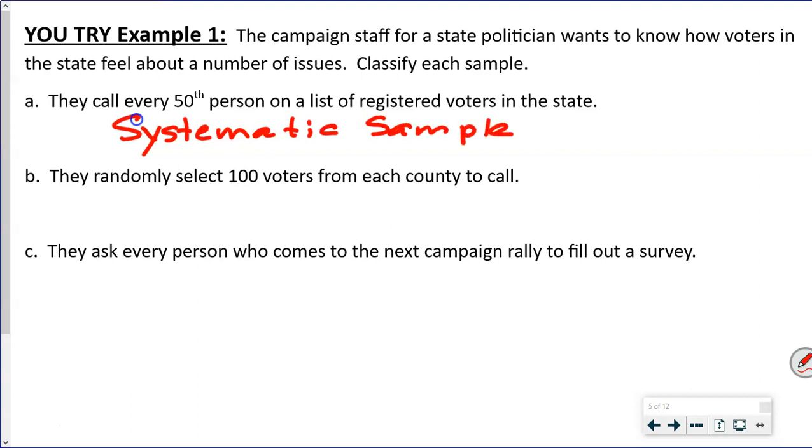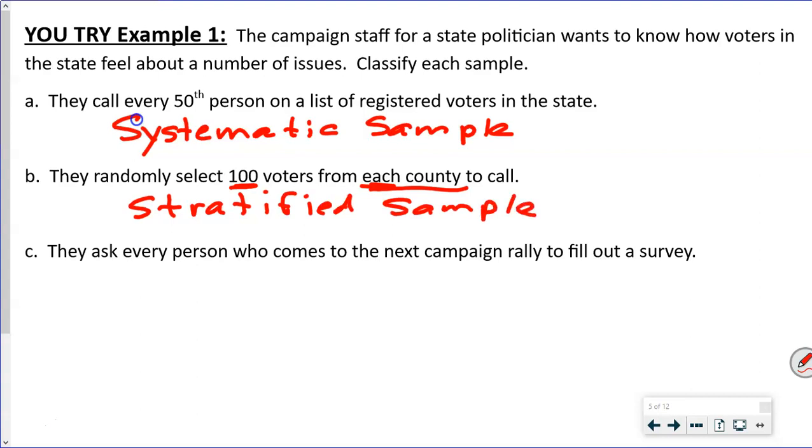The next one, they randomly select 100 voters from each county to call. This will be stratified because it was from each county, 100 people from each county, right? So that would be a stratified sample.